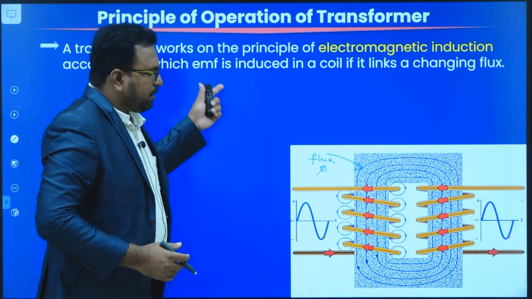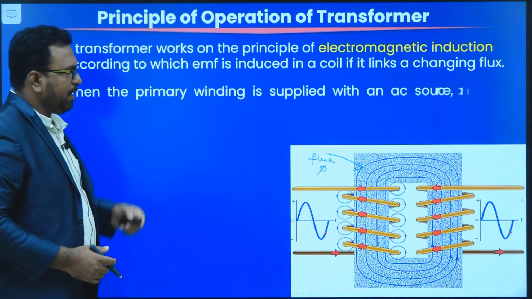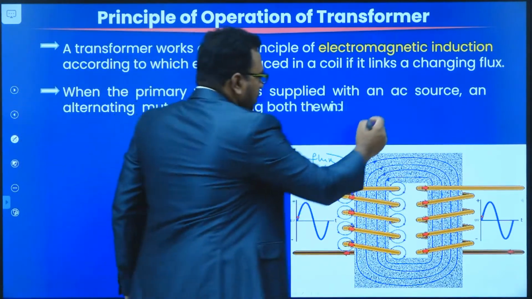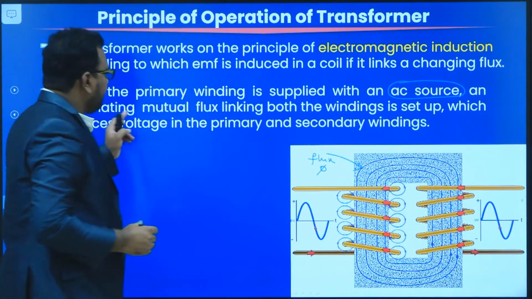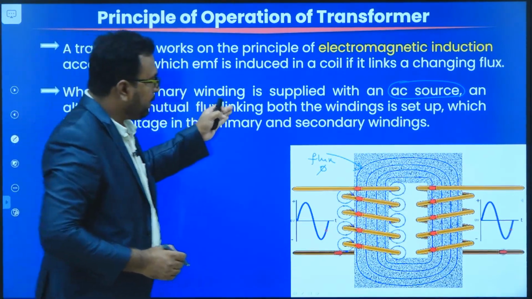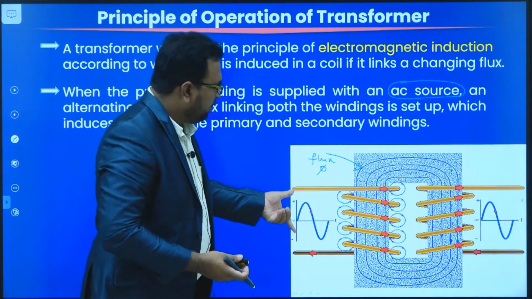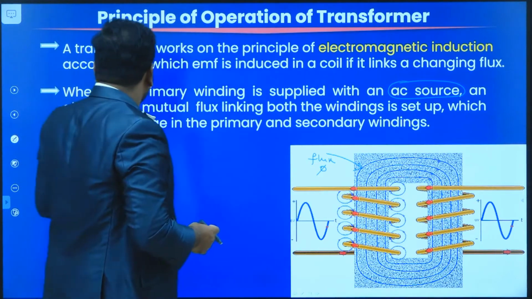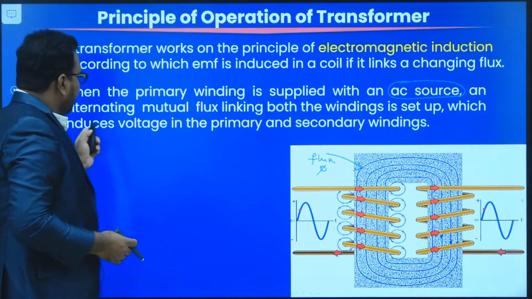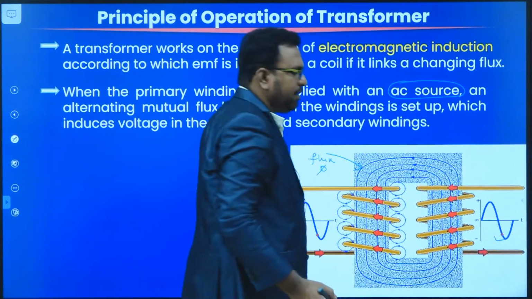Let us discuss this point wise. When the primary winding is supplied with an AC source, an alternating mutual flux linking both the windings is set up. So when you supply an alternating voltage, a flux will be set up which links to both the coils. Because of this mutual flux, a voltage is induced in the secondary winding. This is the induced voltage in the secondary winding.